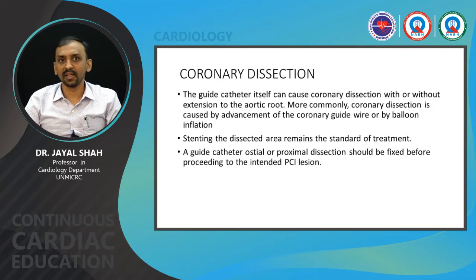Talking about coronary dissection, the guide catheter itself can cause coronary dissection with or without extension to the aortic root, and more commonly coronary dissection is caused by advancement of the coronary guide wire or by balloon inflation. Stenting the dissected area remains the standard of treatment, and a guide catheter ostial or proximal dissection should be fixed before proceeding to the intended PCI lesion.